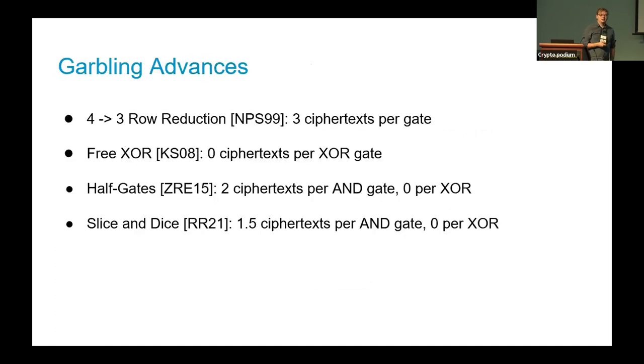There has been a lot of progress over the years on making garbled tables more efficient. So it was initially 4 ciphertexts per gate, 1 per row of the truth table. Then they got down to 3 by making the first row free. Then you got rid of the XOR gates, made those free. And then the half gates of Zahur et al. gives you 2 ciphertexts per gate. And then I will mention this most recent work by Rosulek and Roy from last year that gets you down to 1.5 ciphertexts. So they are still making progress in this area.